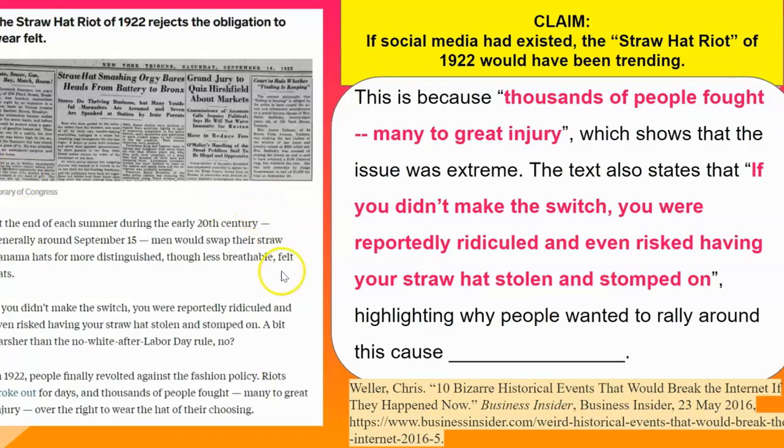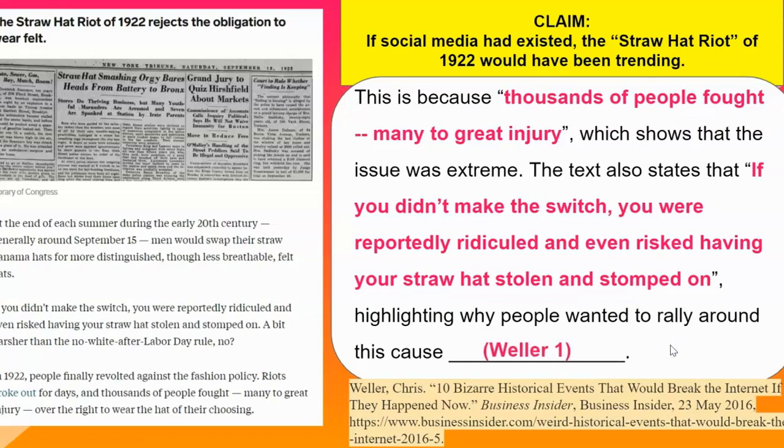What I want you to do is take a look back at the very first paragraph that we looked at, the one that has the claim, if social media had existed, the Straw Hat Riot of 1922 would have been trending. When we look at this particular claim, we had already identified the evidence that went with it. What we had missed, however, is the fact that it needs an in-text citation. Well, if Chris Weller is our author, then on your notes, you'll notice that there's kind of a blank space before the period with that paragraph. I want you to go ahead and add in the in-text citation. Do that now, pause the video, and then continue to play the video to check your answer.